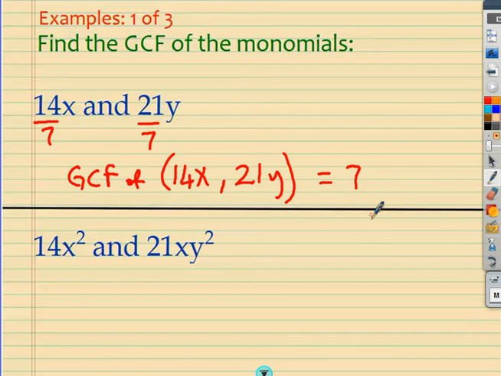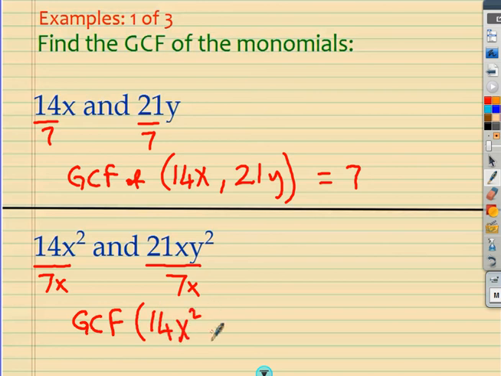In some examples, you will see variables being common as well. On our next one, I can see that the number 7 is common to both of them. I know that 7 can divide evenly. I also know that they both share at least an x that's common. Although the first term has x squared, the second term only has an x, so they both share at least one x as common. And for this one, I can say the greatest common factor of the two terms, let's list the terms, 14x squared and 21xy squared, is 7x.